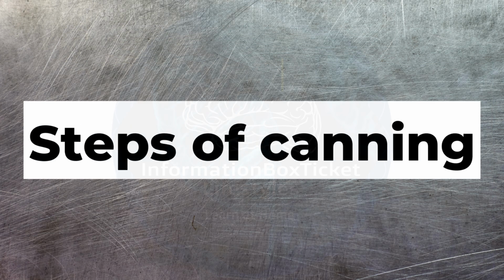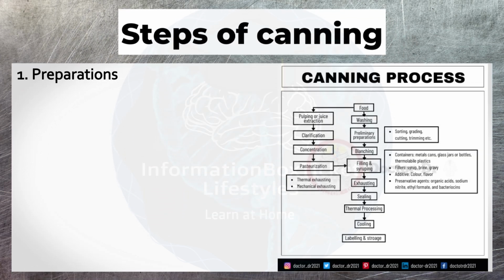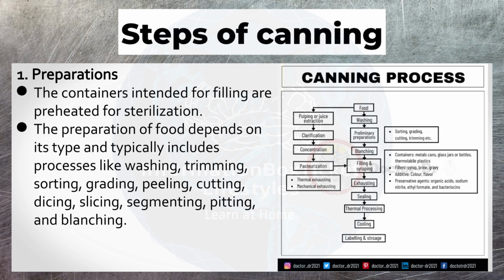Steps of canning. 1. Preparations. The containers intended for filling are preheated for sterilization. The preparation of food depends on its type and typically includes processes like washing, trimming, sorting, grading, peeling, cutting, dicing, slicing, segmenting, pitting, and blanching.